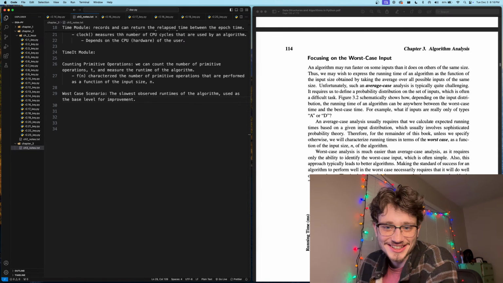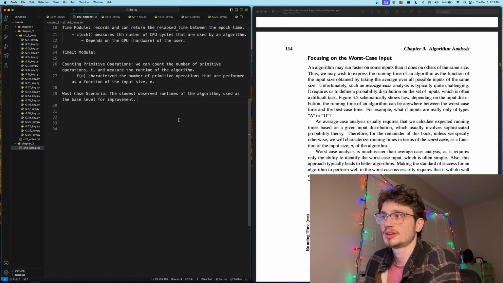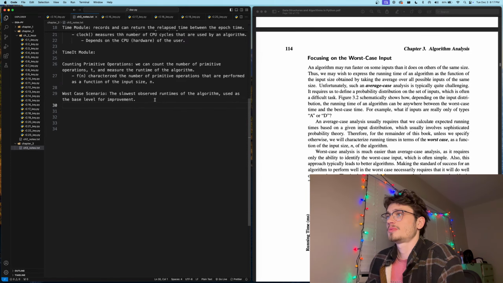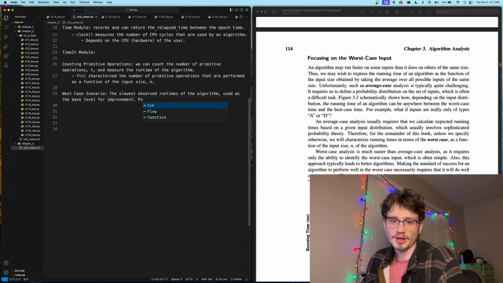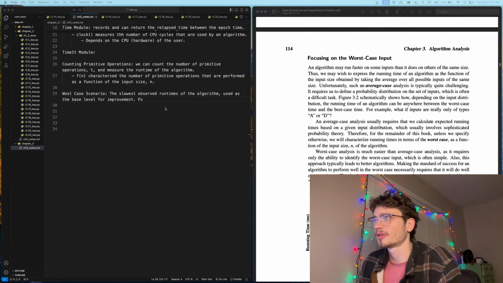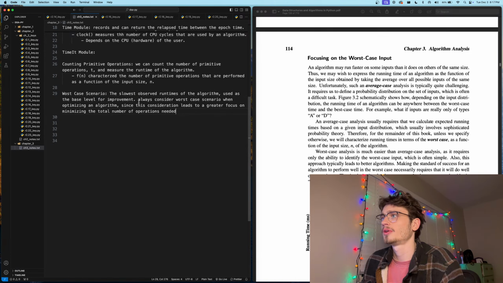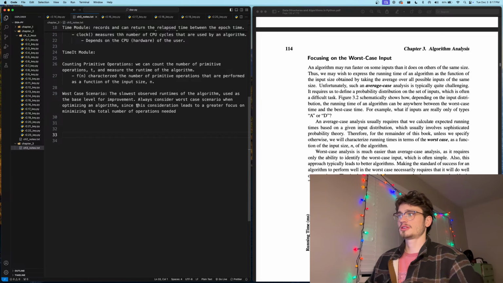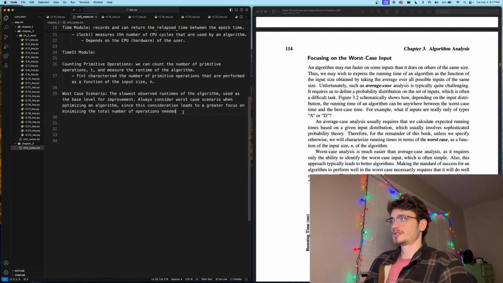Anthony says the idea is to always consider worst case scenario when optimizing algorithms, since this consideration leads to greater focus on minimizing the total number of operations needed. The slowest observed runtimes are not used as the base level for improvement. I'm going to copy exactly what you said. That was perfect, Anthony. Always consider the worst case scenario when optimizing algorithms, since this consideration leads to a greater focus on minimizing the total number of operations needed.